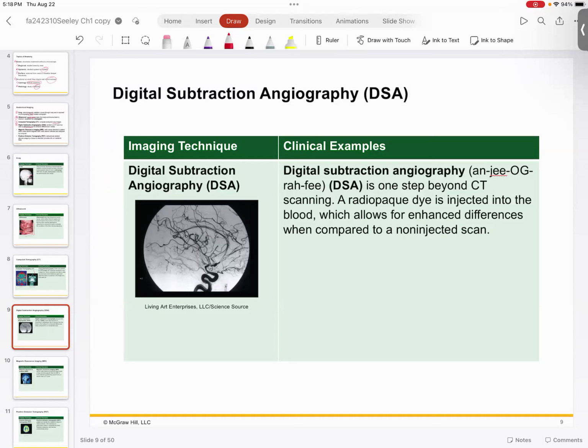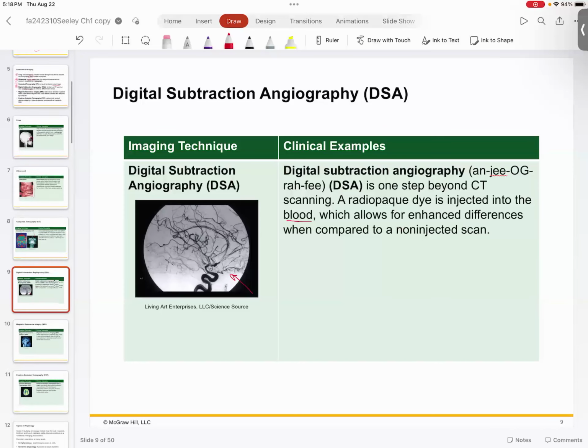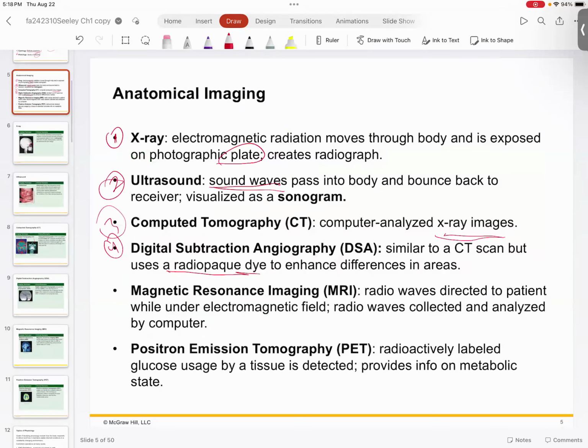Like for instance, in this particular case, you inject the dye in the blood, and then you can see the radioactive dye showing up in all these small little tiny blood vessels and things like that. And so you can see the integrity of the blood vessels and whether or not any of them have ruptured and things of that nature. And so that's a really helpful one, especially in cardiology in general.